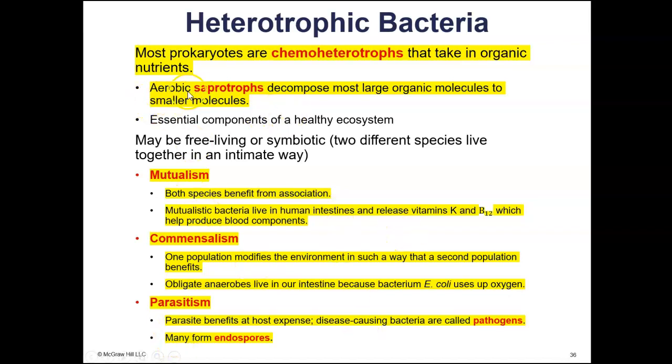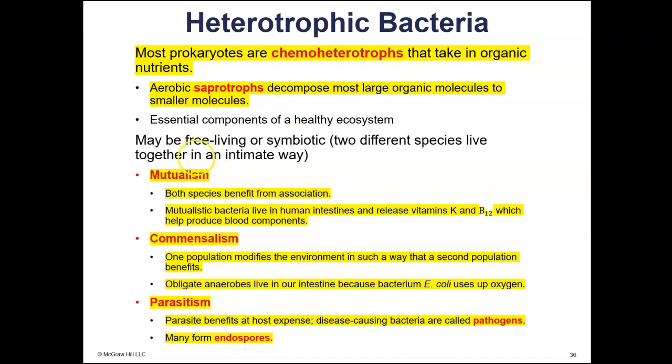The example given here is aerobic saprotrophs, which decompose most large organic molecules to smaller molecules. Saprotrophs are kind of like decomposers. They're very important in ecosystems. The two types of saprotrophs are bacteria and fungi.